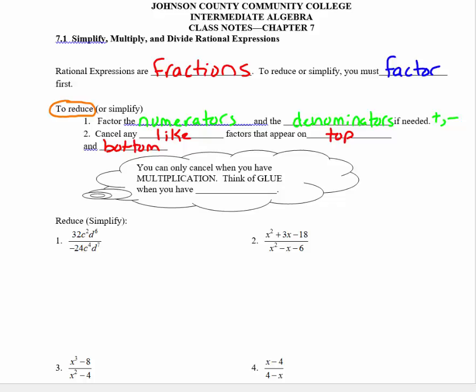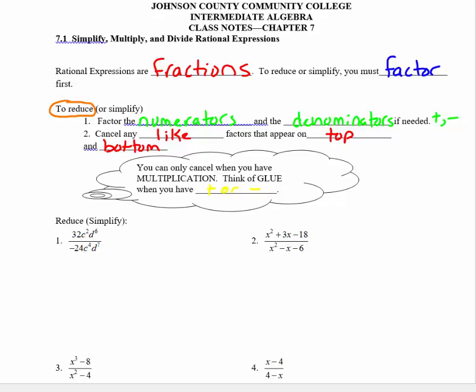One thing I want you to be very cautious about is when you have glue. Glue is when you have a plus sign or a minus sign. Whenever you see a plus sign or minus sign, that sticks those terms together like glue. So if you're going to cancel, the whole factor has to cancel.